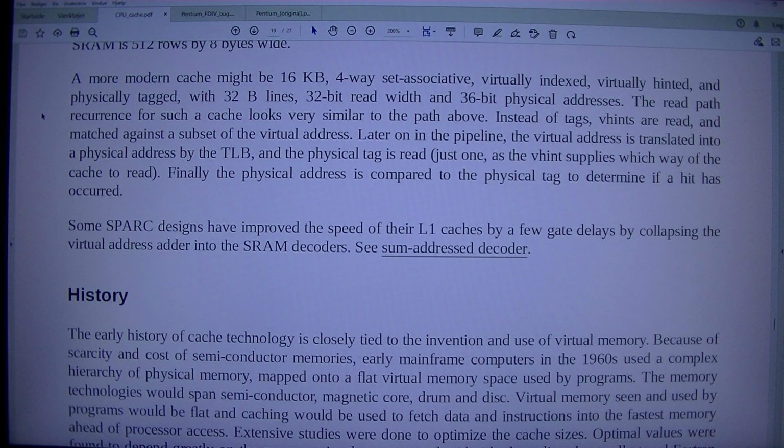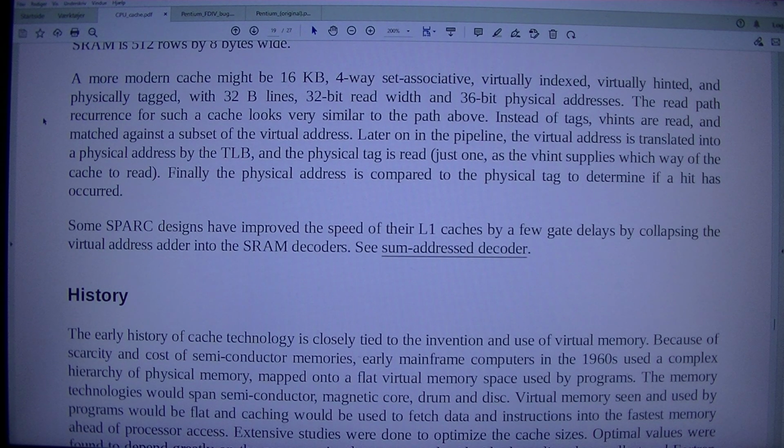Later on in the pipeline, the virtual address is translated into a physical address by the TLB, and the physical tag is read, just one, as the hint supplies which way of the cache to read. Finally, the physical address is compared to the physical tag to determine if a hit has occurred.